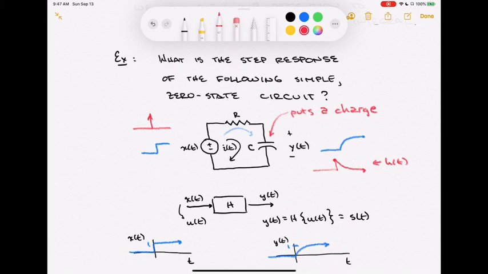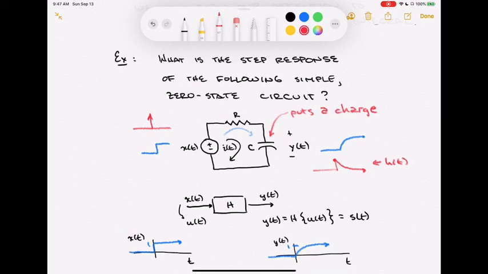We saw that in the first lecture for this second chapter. The way systems want to release energy naturally, right? Their natural response is these natural modes, which are always exponential in form. The unit impulse response depends on those natural modes, and so it also is going to have exponential forms in it.